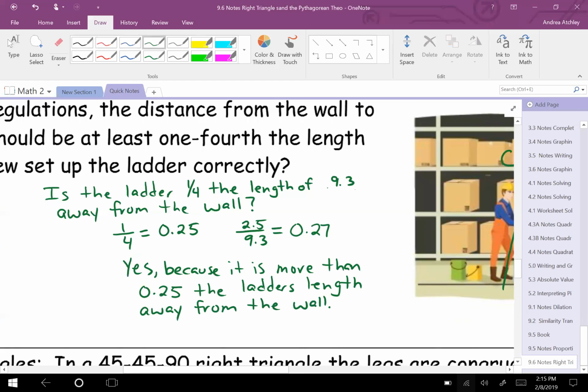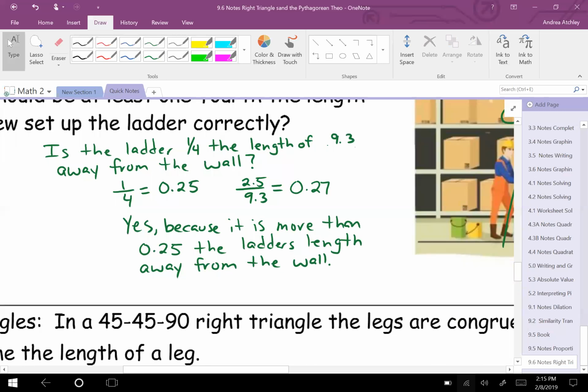Yes, because it is more than 0.25, or 1/4, the ladder's length away from the wall. Any questions over that?